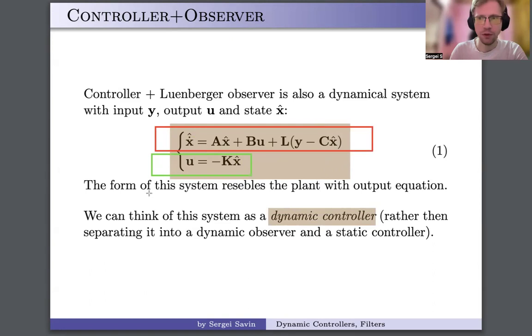And separation principle, you remember last lecture, separation principle allows us to design those separately and still get our performance. We still get our optimality in terms of eigenvalues. We get our eigenvalues, let's say it this way. We have our eigenvalues and we have stability. So somehow we could separate them, but we don't have to, right? Together, all of this forms one entity, and it is a dynamic controller.